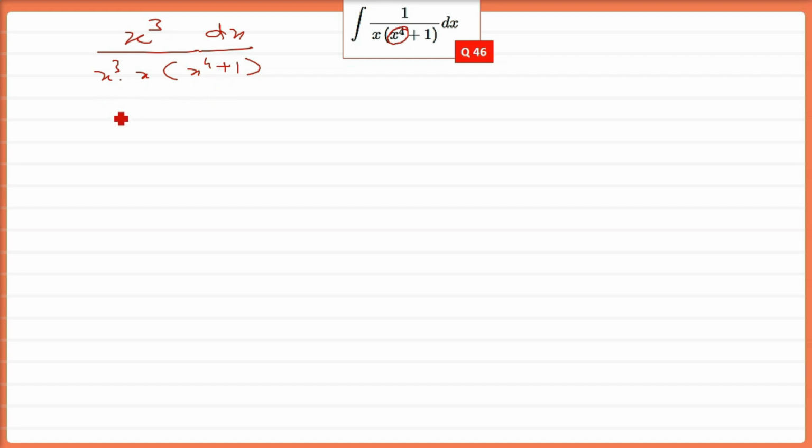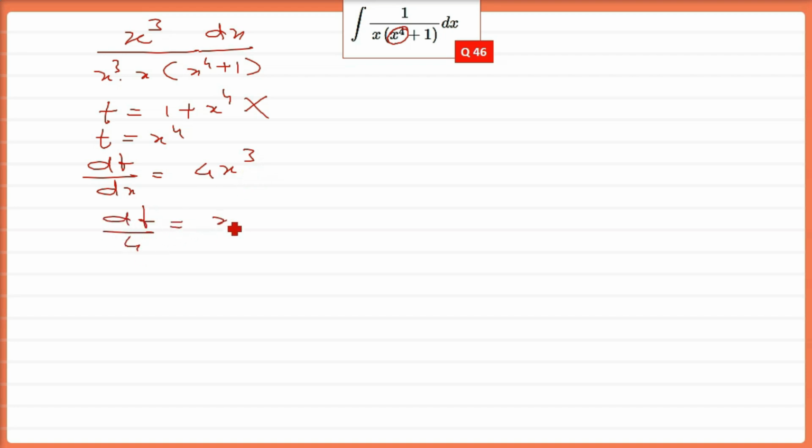Now what is the advantage? When we take t equals to x raised 4, or you can take t as 1 plus x raised 4, whichever way you like, because in both the cases the result is going to be the same. So it's better that if you take t equals to x raised 4, you can just avoid this, but you can take that also, it's up to you. When you differentiate, dt by dx, 4x cube will come. So dt by 4 has become x cube dx, and since we have multiplied x cube in the numerator as well as the denominator, x cube dx can be directly represented by dt by 4.